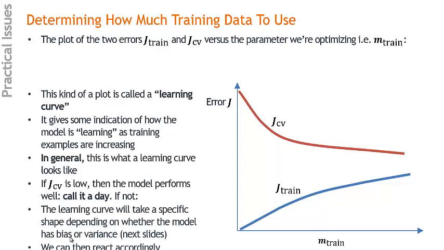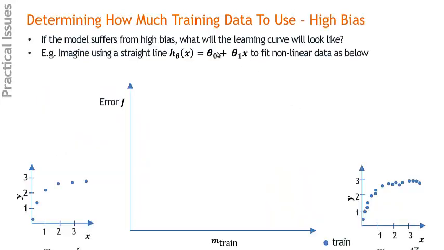And if you do have bias or overfitting, it will show up on this curve, as we'll see in the next few slides. For instance, if the model does have high bias, what do you expect the learning curves to look like?